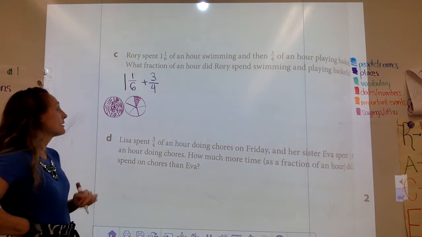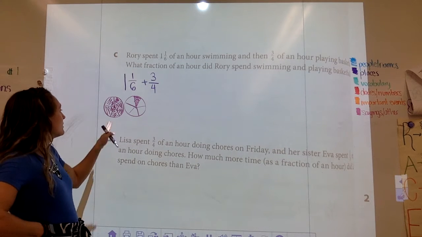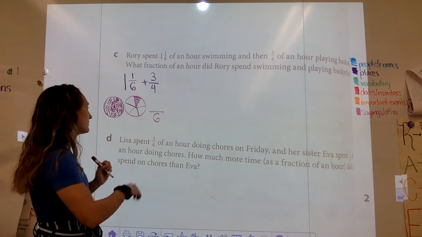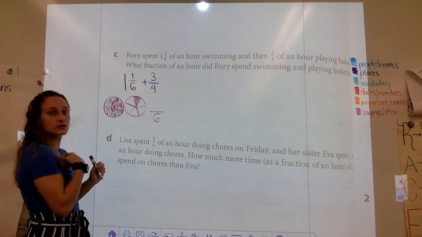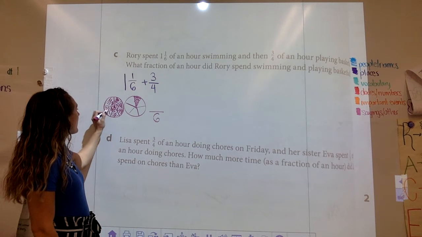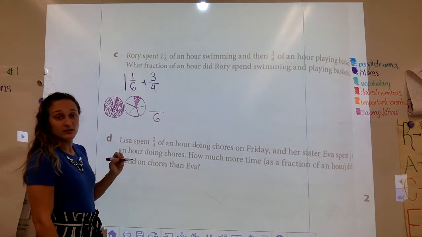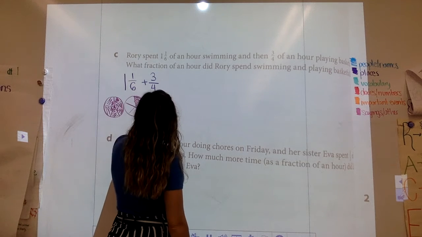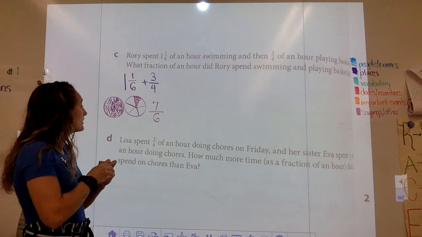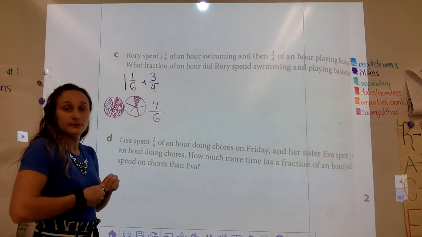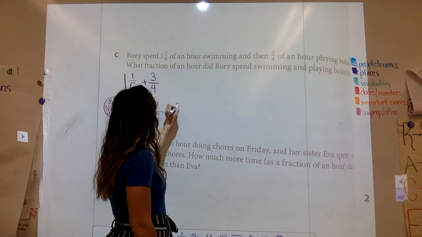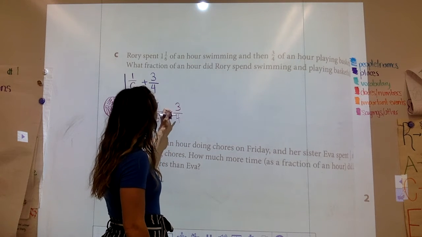Okay. Now to get my proper fraction, I know that both of these are each split into 6ths, right? There's 6 pieces in one of these. But I have 1, 2, 3, 4, 5, 6, 7 pieces colored in. So I have my improper fraction. Now, once I have my improper fraction, I can add the other fraction to it.